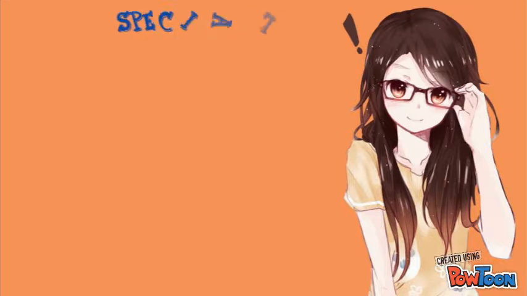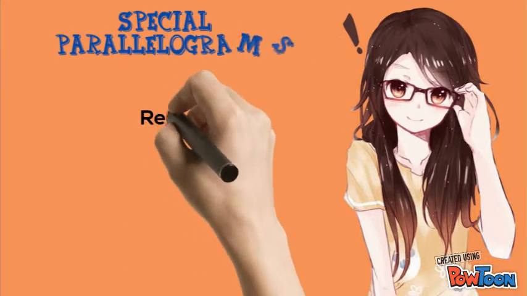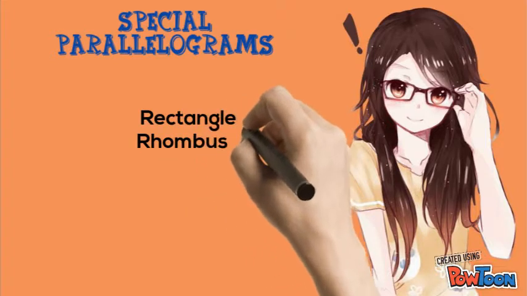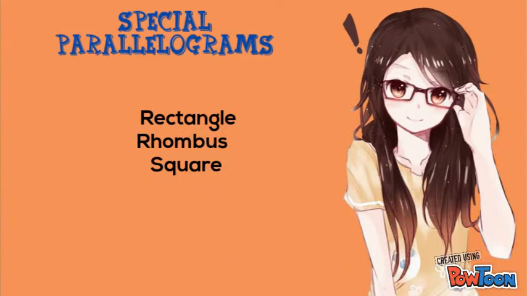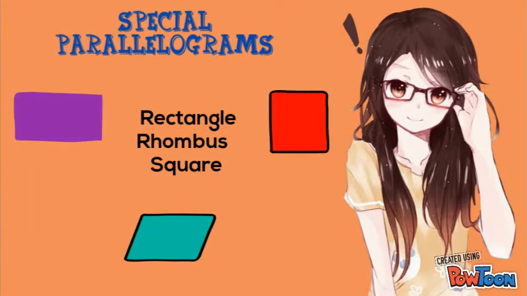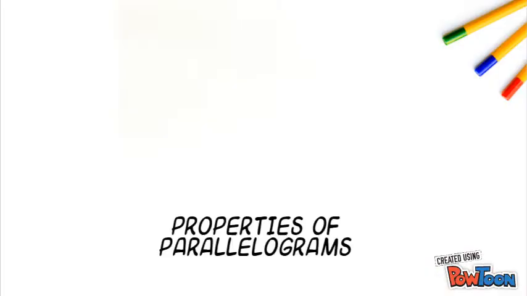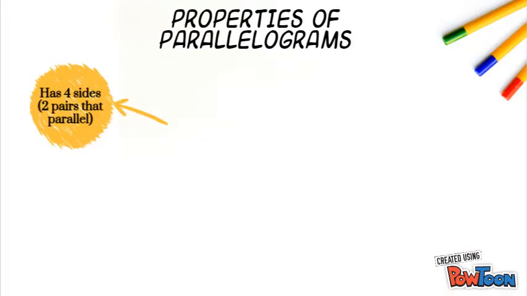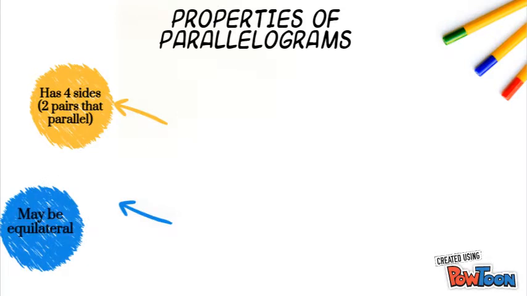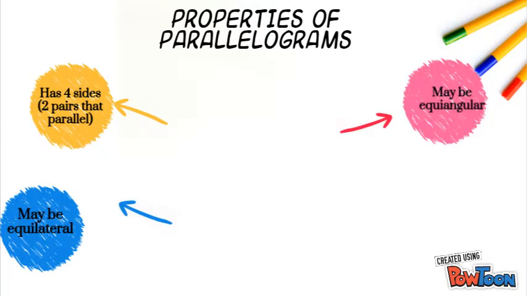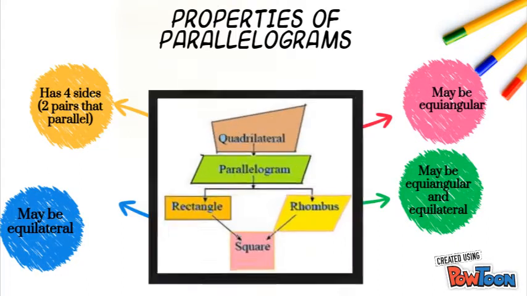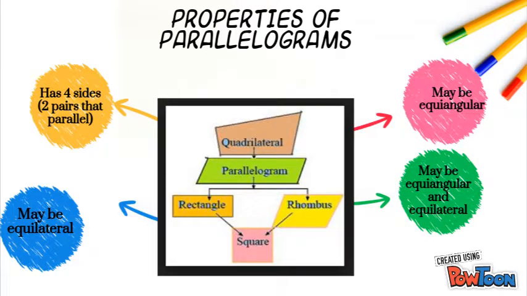Special parallelograms: rectangle, rhombus, square. Properties of parallelograms. Has 4 sides, 2 pairs that are parallel. May be equilateral. May be equiangular. May be equiangular and equilateral.